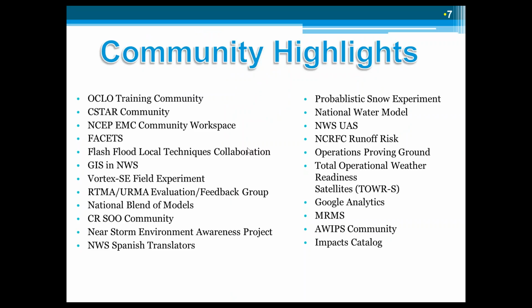So just to give you some sense of what's out in the VLab right now, we have a number of communities. Remember, this is just a small subset of the 200 or so communities that are out there. If you look down the list of acronyms, you'll see things that are big pieces of what the National Weather Service does. For example, you can see the National Blend of Models is there, which is leveraging the VLab to do some cool stuff in terms of developing this new tool for use within the virtual lab.